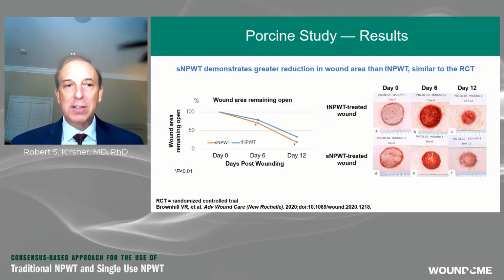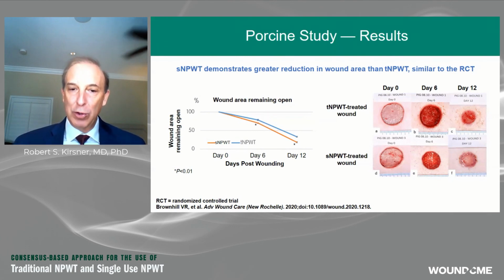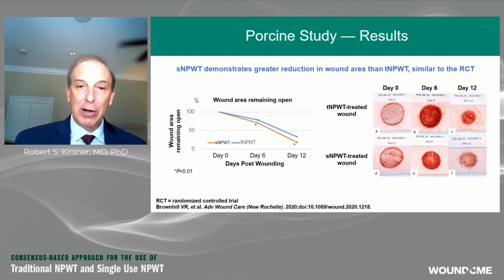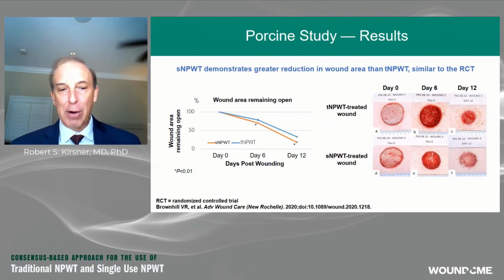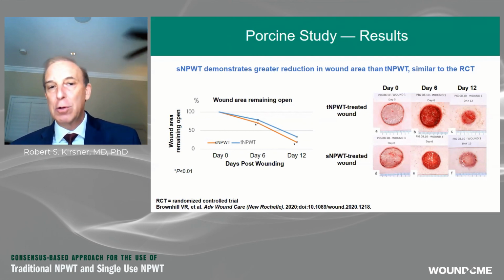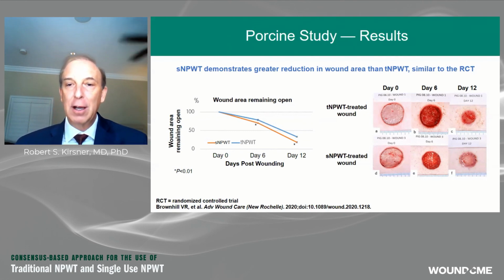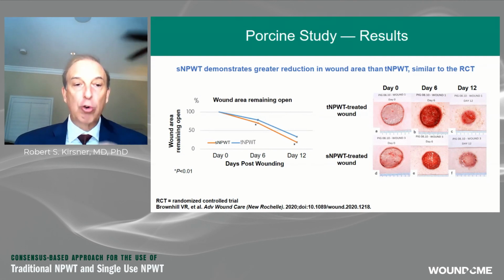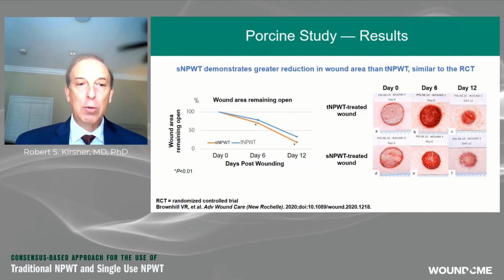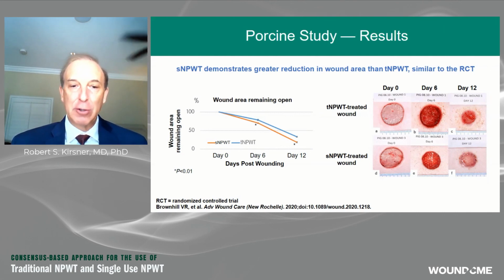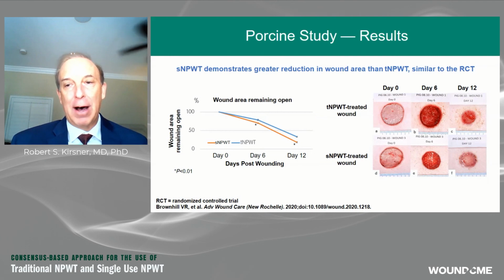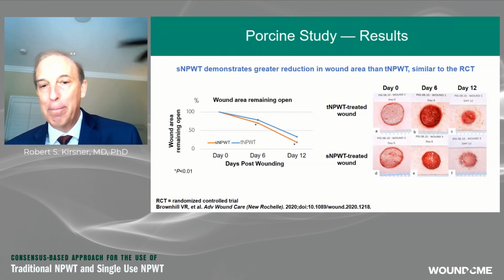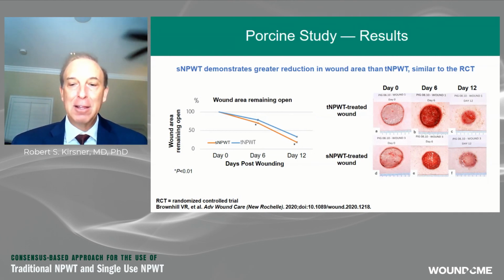And what they did in the porcine model, they created wounds and treated them with traditional negative pressure device and single-use negative pressure device. And over a 12-day treatment period with both of these devices, they found what we found in the clinical trial. That is that there was a greater reduction in wound area using the single-use negative pressure device. So confirming in an experimental animal model what we saw clinically, better healing in this porcine model.